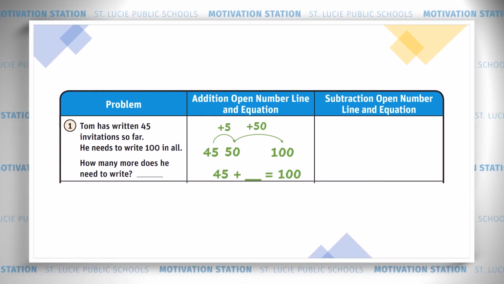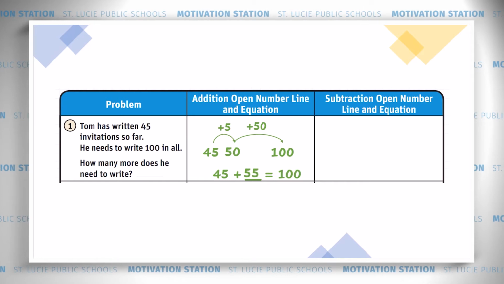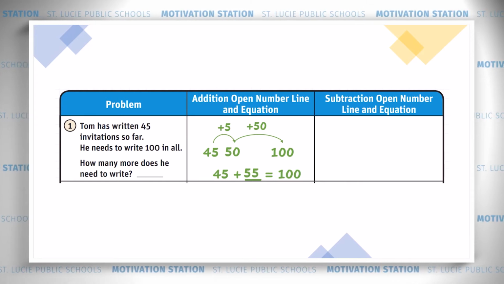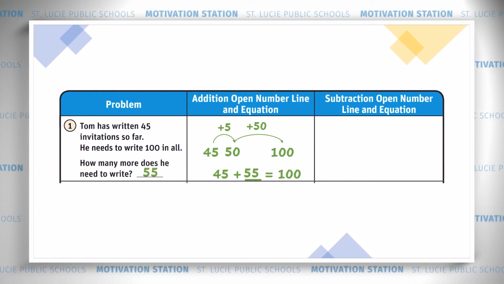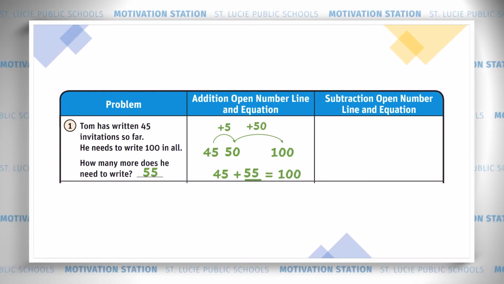Now, to find my total, I need to add 5 plus 50. And that is 55. I have my answer. I make sure that I write my answer for the problem. Now I'm ready for subtraction.